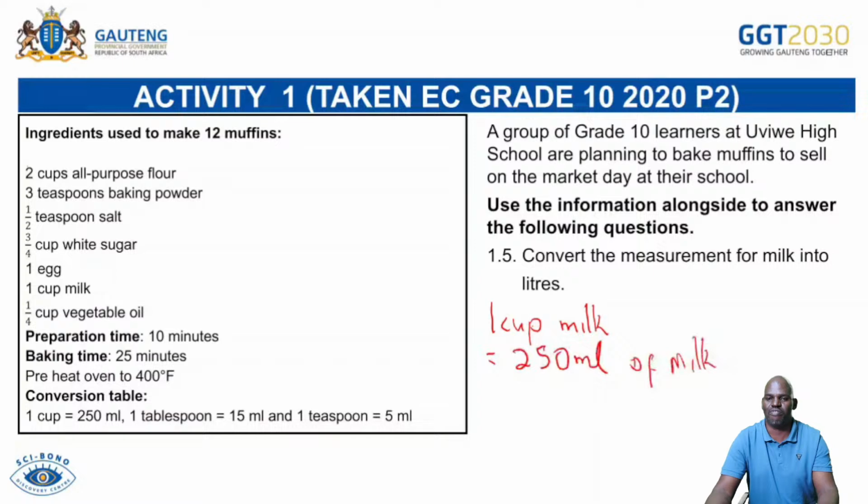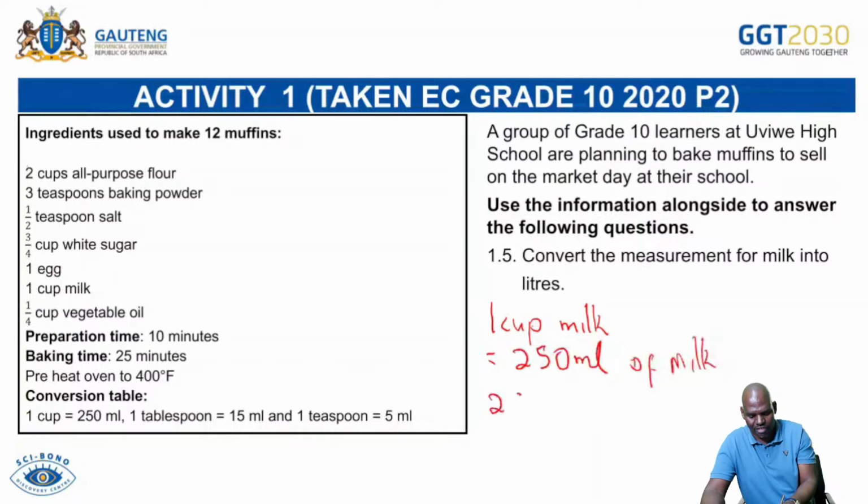But the question is convert to liters. If we have to convert from milliliters to liters, this is what you need to know. From milliliters to liters, we need to divide by 1000. Remember, that conversion factor is not given, so you need to know it. The examiner knows that this is something you should know. The conversion factor between a milliliter and a liter is 1000. So because I'm converting from milliliters to liters, I must divide by 1000.